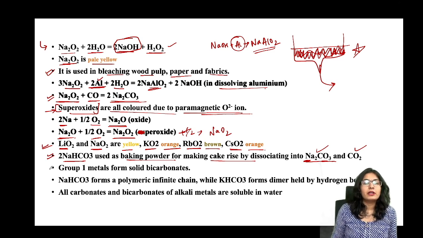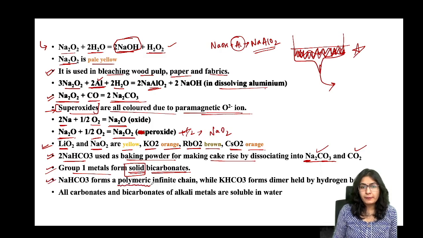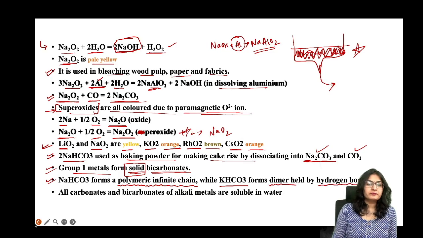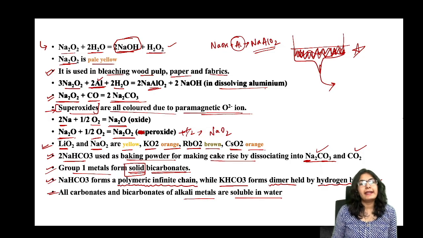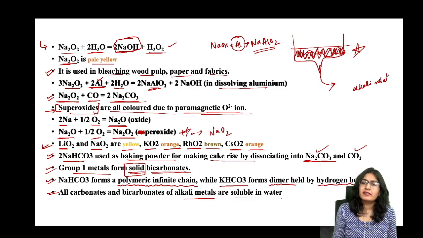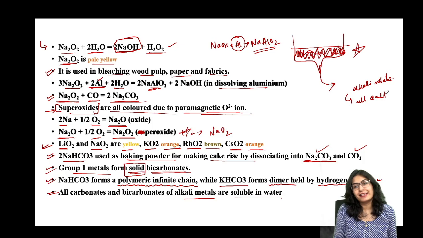Okay. Now, group 1 metals form solid bicarbonates. Okay, solid, not liquid, solid. Sodium bicarbonate forms a polymeric infinite chain, while potassium bicarbonate forms a dimer held together by hydrogen bonds. Okay. All carbonates and bicarbonates of alkali metals are soluble in water. And let me also tell you that for the alkali metals, whether it is a nitrate or a chloride or anything, all salts are water soluble. Yes.